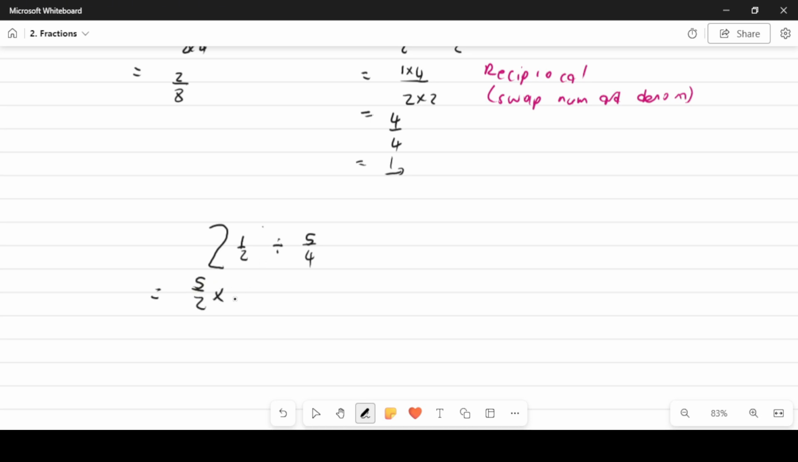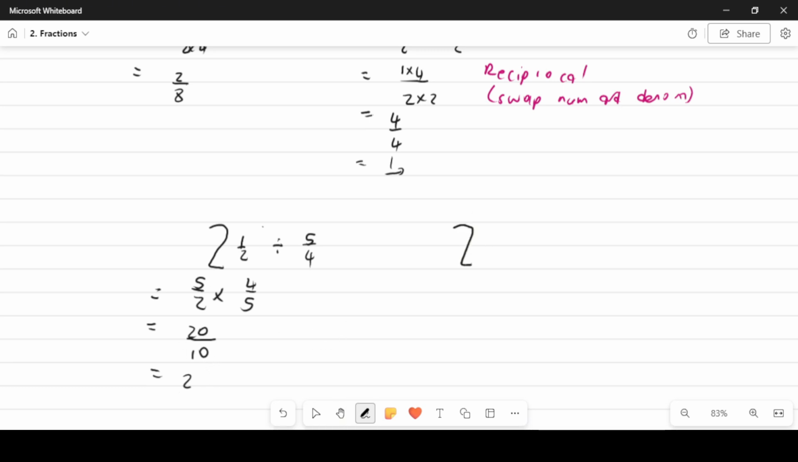Then you have to multiply by what? The reciprocal of the second fraction, which is 4 over 5. Now we can multiply numerator by numerator and denominator by denominator. So it'll be 5 times 4, which is 20, and 2 times 5, which is 10, which gives you 2. Can you see that? So this is why we can just start linking examples.